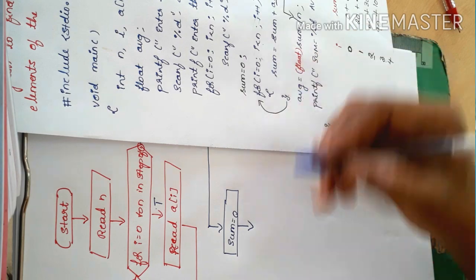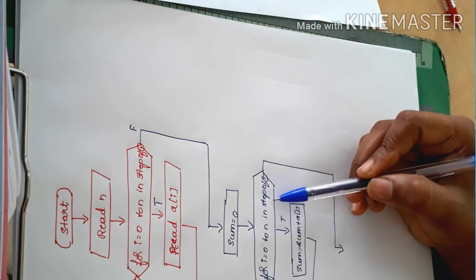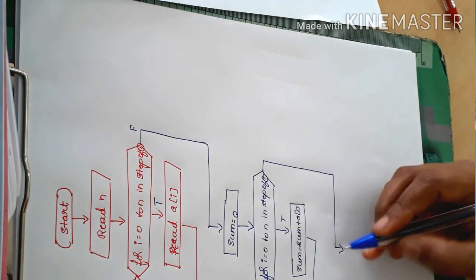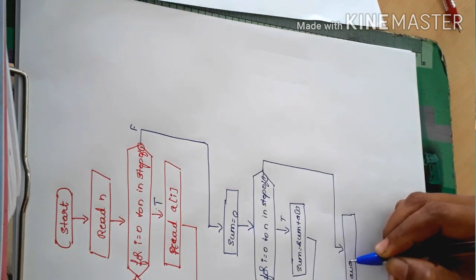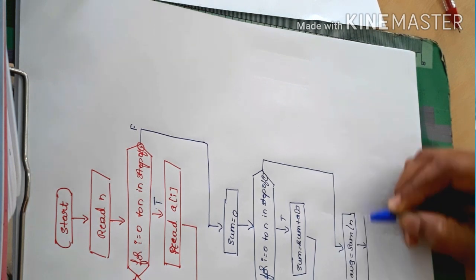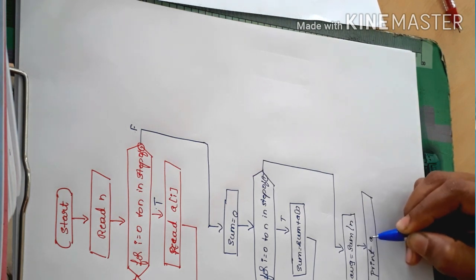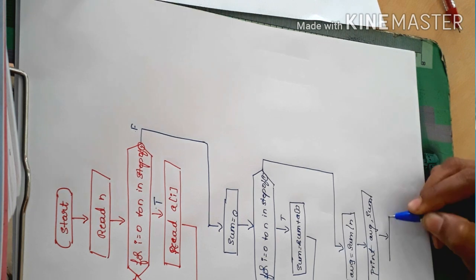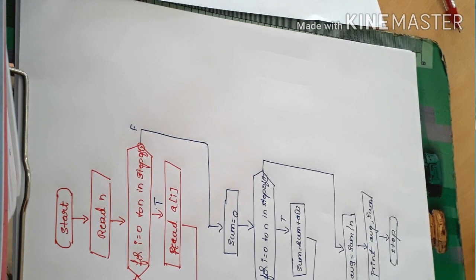Next, we have a for loop statement to find the sum of the elements of the array. After finding the sum of the elements of the array, next we need to calculate the average. Average is sum divided by n. Next, print average and sum. Next, stop.